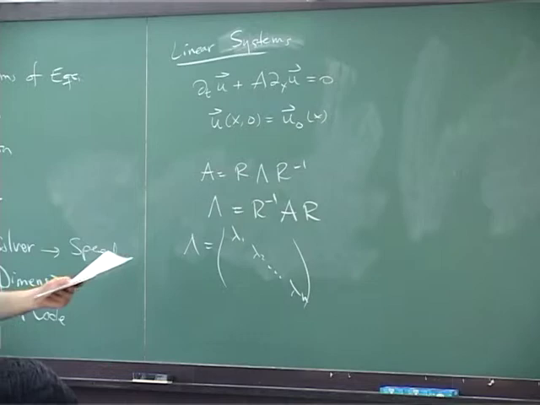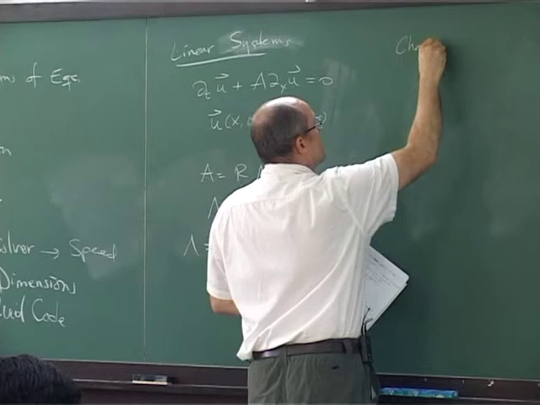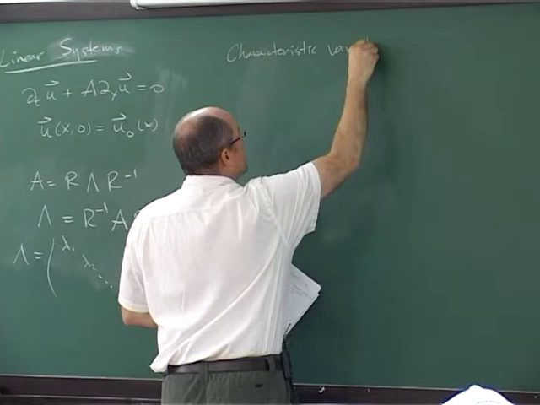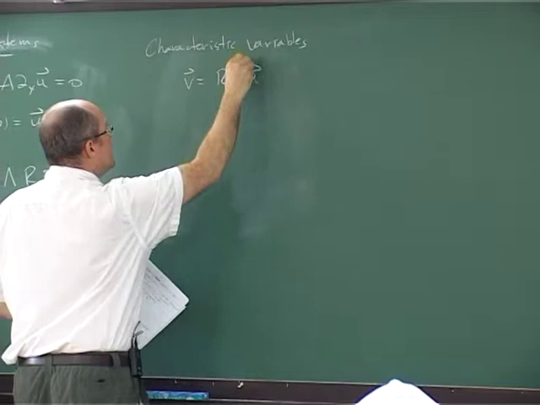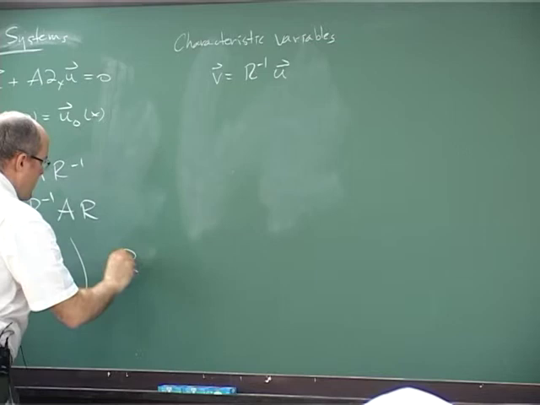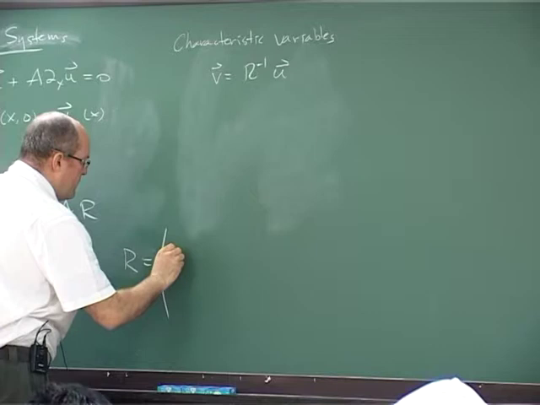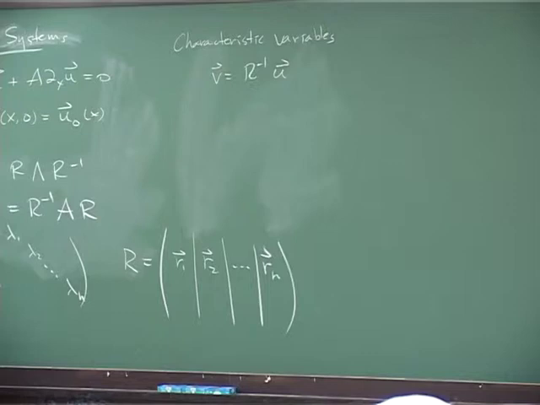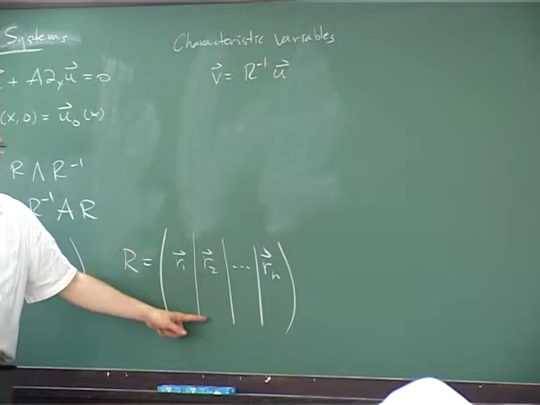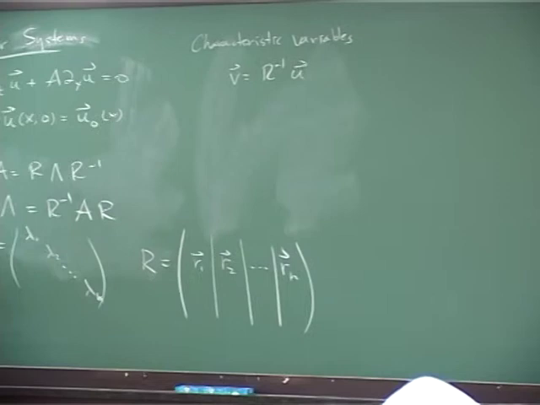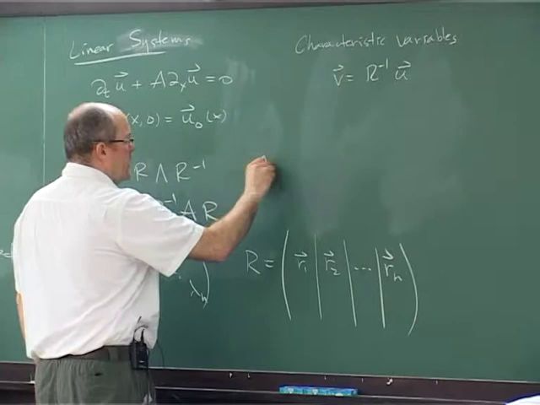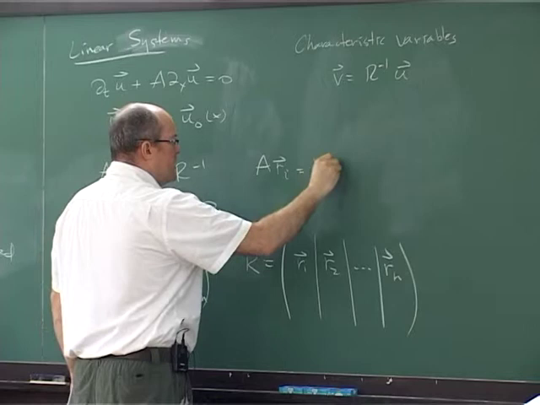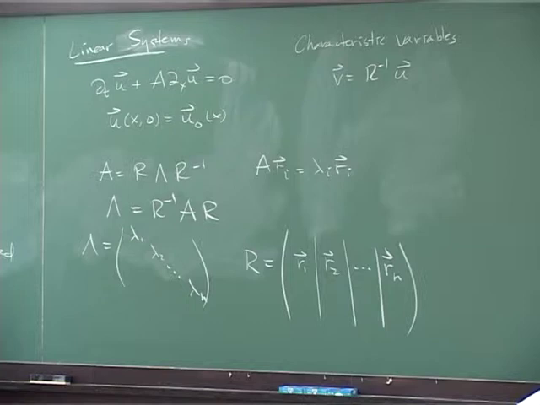Okay. What I'm going to do is define characteristic variables V as R^-1 times U. By the way, the matrix R is the matrix of eigenvectors written in columns. I take the n eigenvectors and write their components in columns, and that makes up the matrix R that's used to diagonalize A. These are called the right eigenvectors because I'm assuming that A acting on a little r_i gives lambda_i r_i. So A is acting from the left, on the eigenvectors on the right.